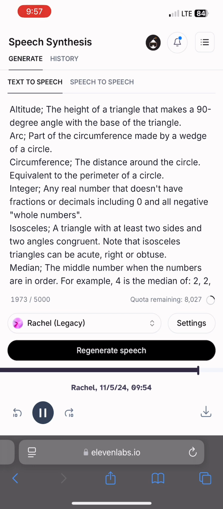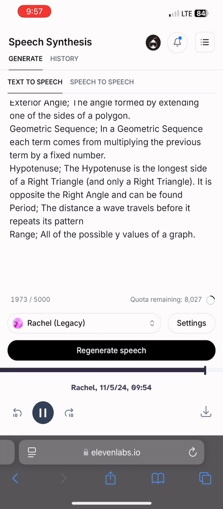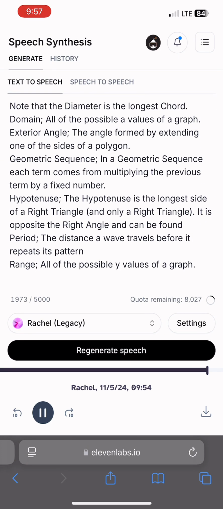Hypotenuse. The hypotenuse is the longest side of a right triangle, and only a right triangle. It is opposite the right angle. Period, the distance a wave travels before it repeats its pattern. Range, all of the possible y values of a graph.